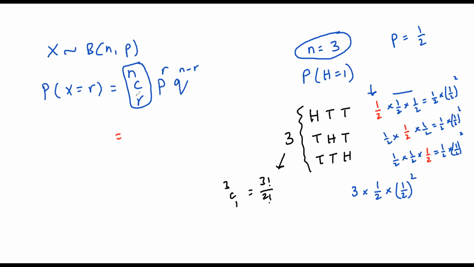Now look, this is going to be 3C1. The probability that you get one head is going to be 3C1, the probability of head is half, this is half raised to power 1, and the probability of getting the tail is half, so this is half raised to power 2. That is how we use this formula: 3C1 half raised to power 1 into half raised to power 2, and then you can find this.